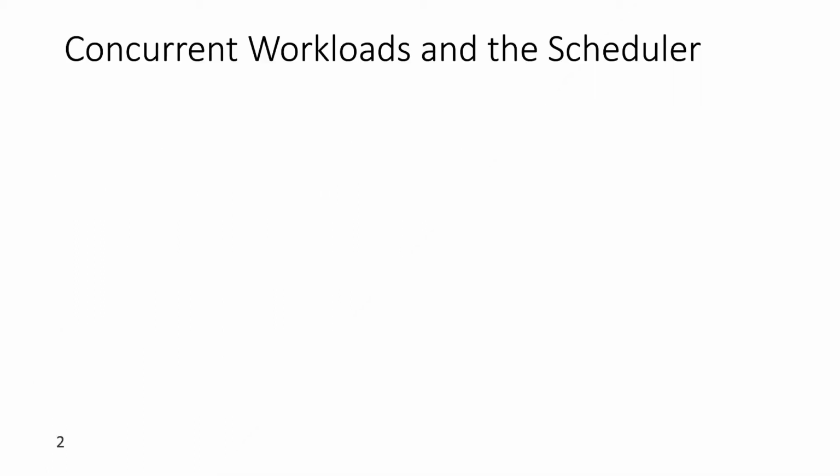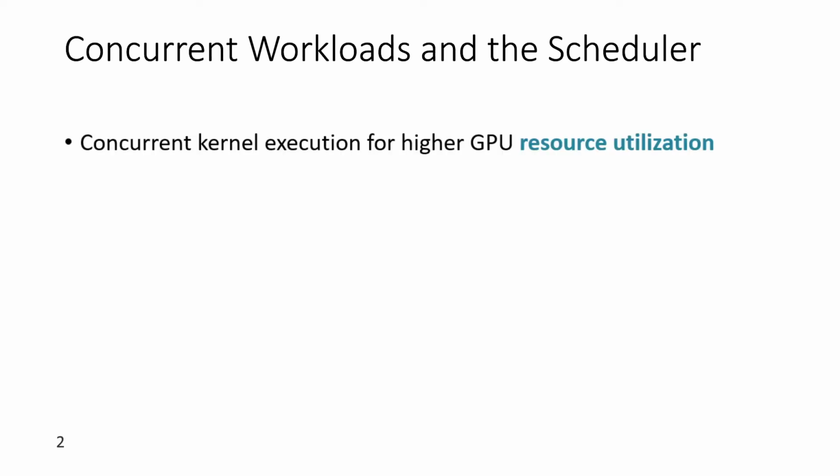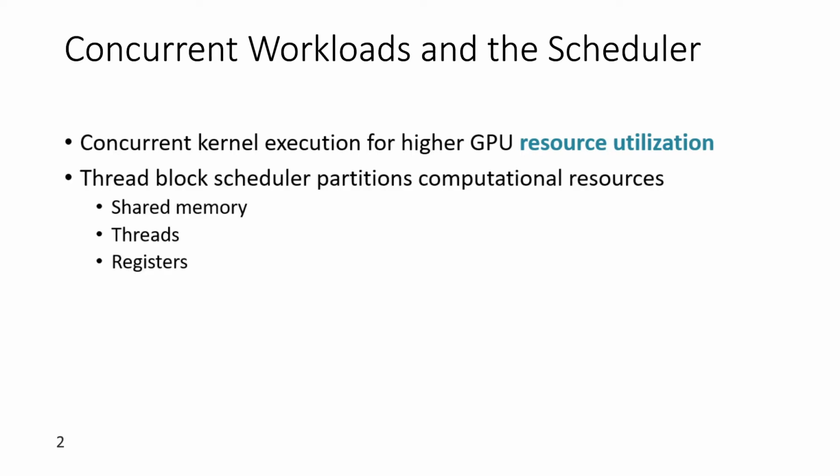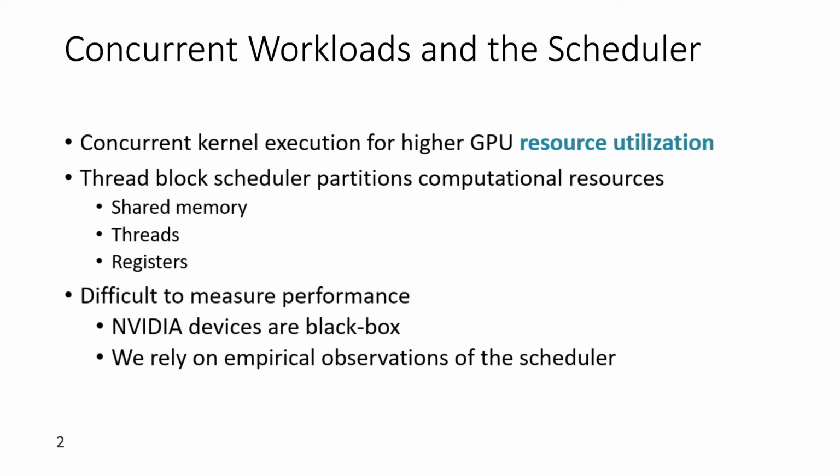Concurrent kernel execution is the process of executing two independent GPU kernels at the same time on the same device. It has been proposed as a means to improve the utilization of general-purpose GPUs, but to accomplish that, the scheduler has to efficiently divide the GPU's limited resources among the kernels. However, characterizing the performance of the scheduler is difficult due to the black box nature of NVIDIA devices.